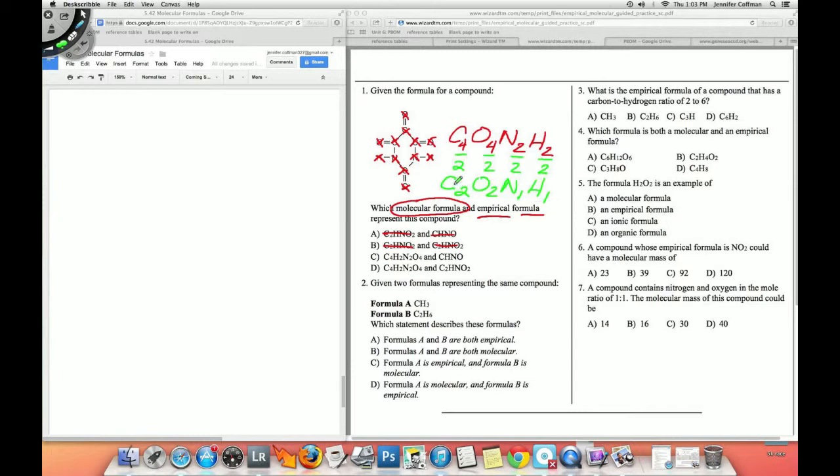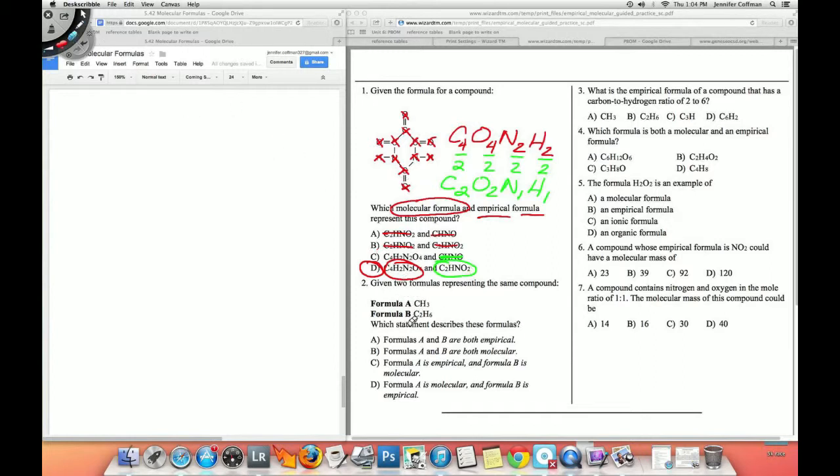When we do that, we have to see which one of these 2 will match my empirical formula, which has a ratio of 2 to 2 to 1 to 1. Well, this guy has 1, 1, 1, 1. So he is not my answer. And that leaves us with this guy as our empirical formula, and this guy as our molecular formula. So our answer choice is D. Okay? Does that make that question a little bit clearer?